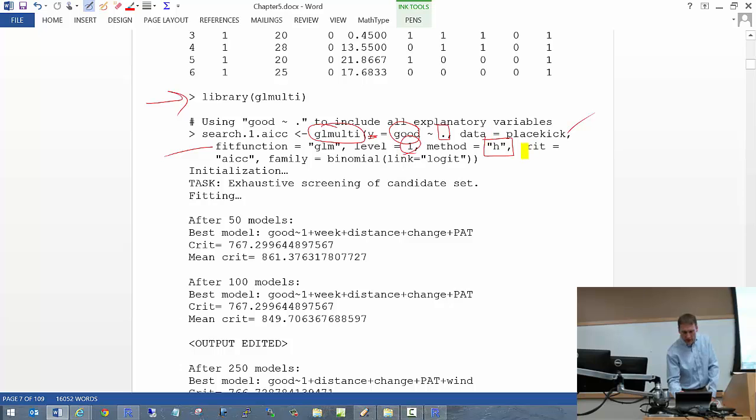The criteria that I'm going to use to evaluate the models is the corrected AIC. I could have used one of the other ones. I just, for demonstration purposes, decided to use the corrected AIC, denoted by AICC. And then lastly, the family argument in GLM, I have to put that there to say what kind of model I want with GLM, binomial, link equal logit.